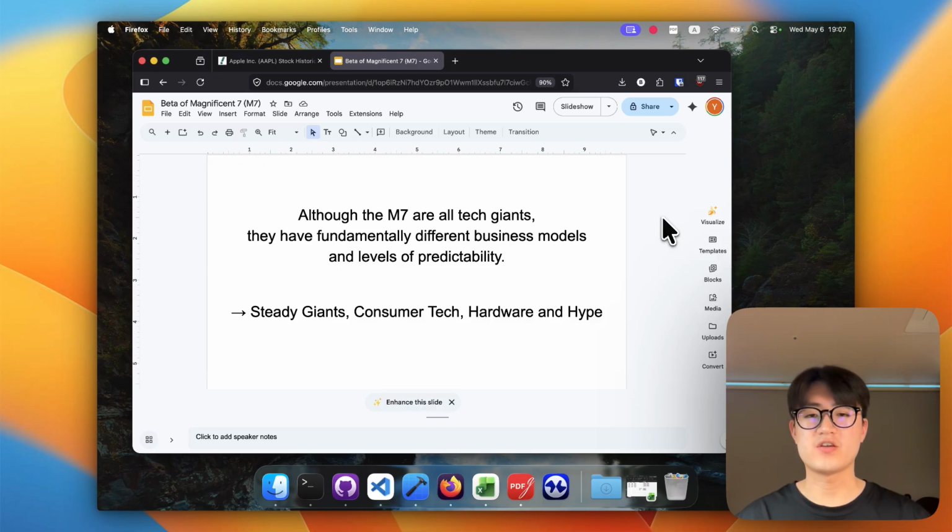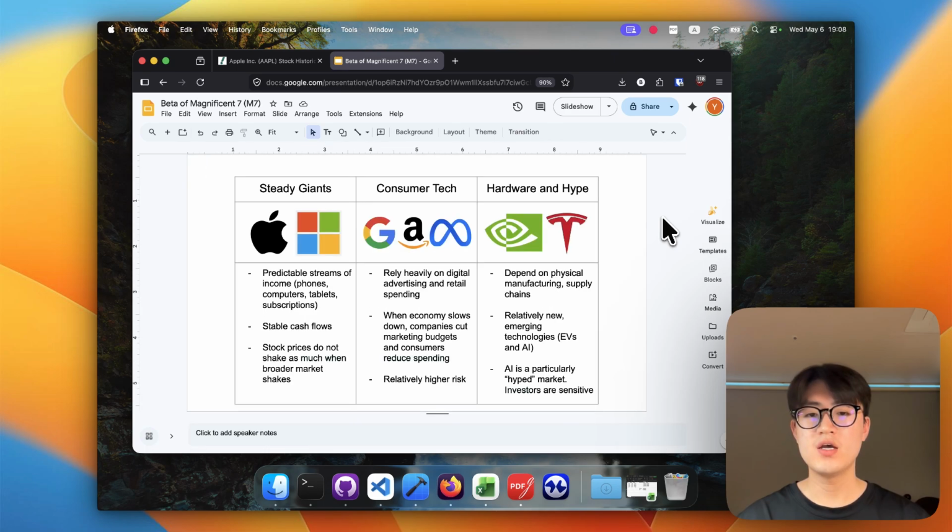Although the M7 are all tech giants, they have fundamentally different business models and levels of predictability. For this analysis, I divided these into three categories: the steady giants, the consumer tech, and the hardware and hype. The first category, the steady giants, are Apple and Microsoft. These companies have predictable streams of income coming from sales of phones, computers, tablets, and in particular subscriptions like Apple Music or Windows subscriptions. These kinds of products or services generate stable cash flows, so the stock prices do not shake as much when the broader market shakes.